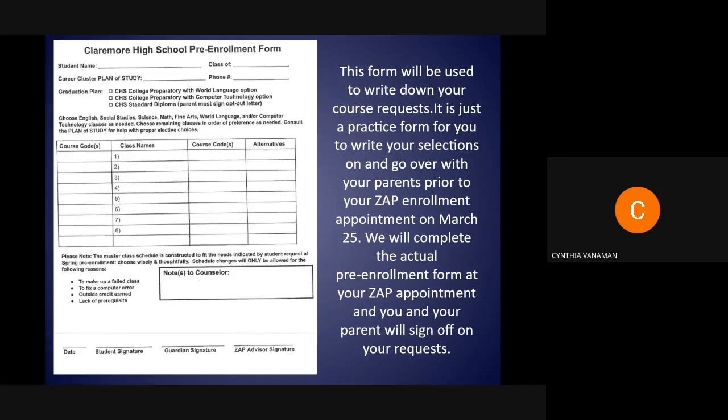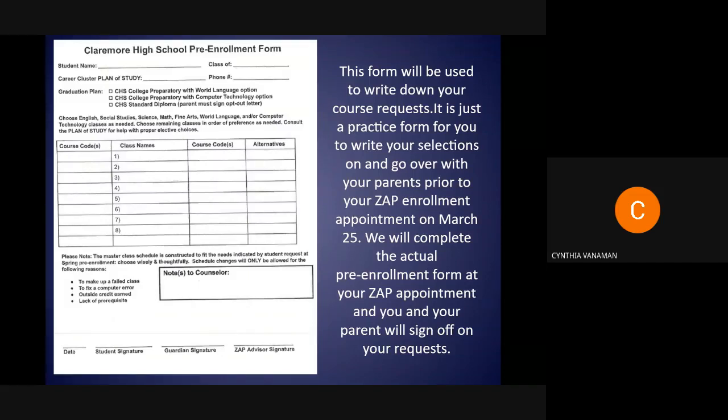So line four and five is for your math. If you are in pre-algebra right now in eighth grade, on line four, you will write beginning algebra one. On line five, you will write intermediate algebra one, because as I said, algebra one takes up two of your lines. You take that all year long.